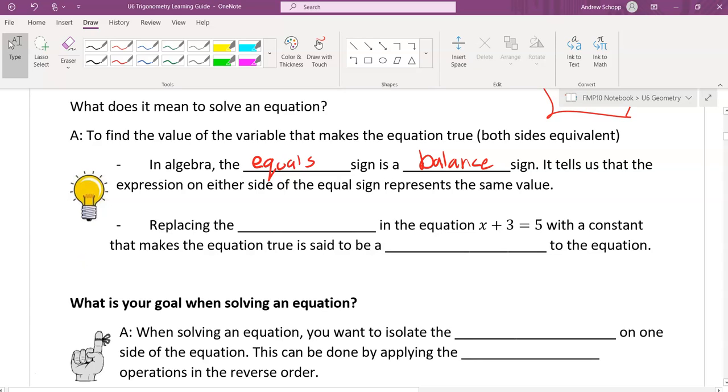When we replace the variable in the equation, for example, x plus 3 is equal to 5, with a constant that makes the equation true, it's said to be a solution to the equation. So if we replace this value here, x, with some number, the appropriate number, that makes this equation true, that value we put in for x would be the solution to the equation.